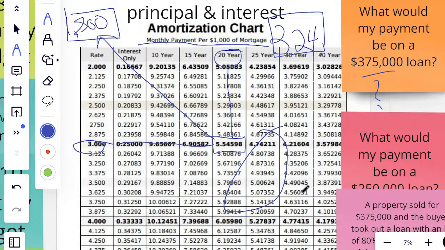So, let me just double check my math. Because I want 1,800 divided by 5.54598. Yeah, it's 324.55. So that's why I said we just round it to 324. So if you did not get 324, double, quadruple check your math. Make sure that you are plugging in the full number. Don't round that up. I didn't tell you to round that up. Don't round it up. Don't round it down. Don't do any of that stuff. I don't like when you do that. Don't deviate from what I'm telling you. Okay?